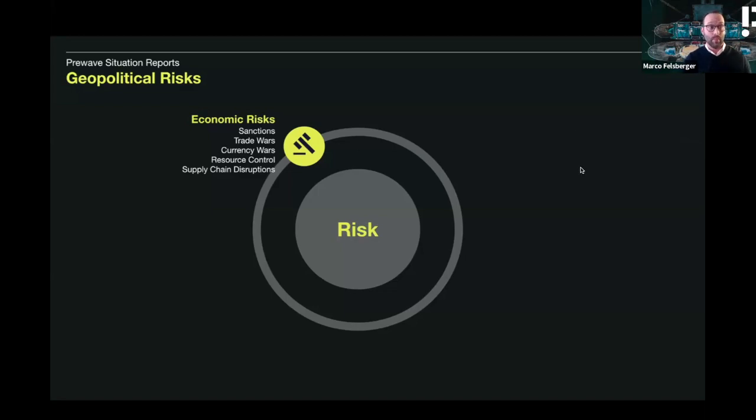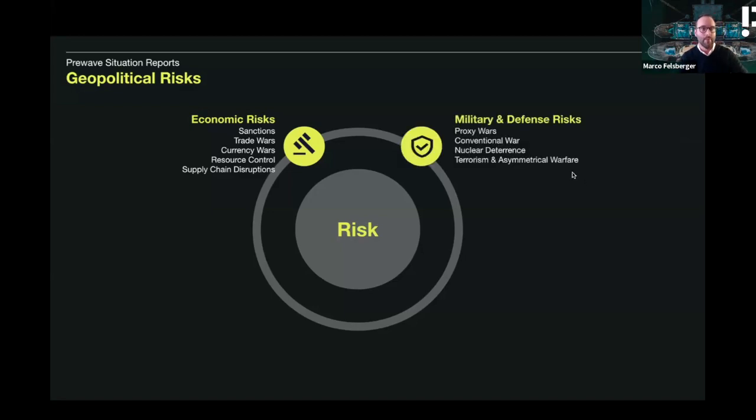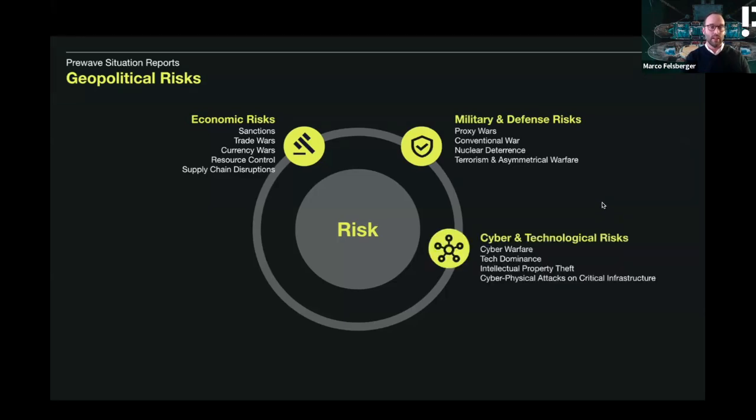And of course, there can be intentional supply chain disruptions as well. Think of the Houthi attacks in the Bab al-Mandab Strait, for example, which cuts off the Suez Canal. Another dimension here is the military and defense risk, starting from proxy wars to conventional wars, and again, what we see currently with Russia, the nuclear deterrence, for example.